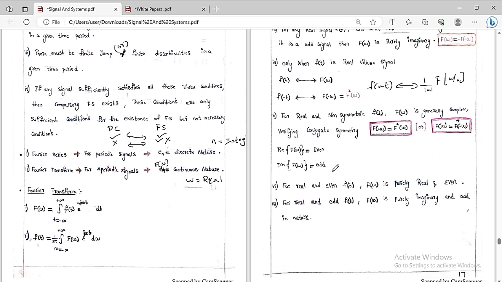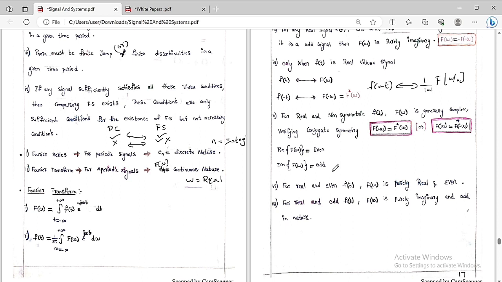So therefore, if f of t is a real signal which does not have any symmetry, then in that case, f of omega is generally a complex number. There is a real part and an imaginary part, and the real part is even and the imaginary part is odd. That is the reason it is also called the even conjugate. And f of minus omega is f conjugate of omega. Taking the conjugate on both sides, we get f of omega is f conjugate of minus omega. These points are already proved. So keep this point in your mind.